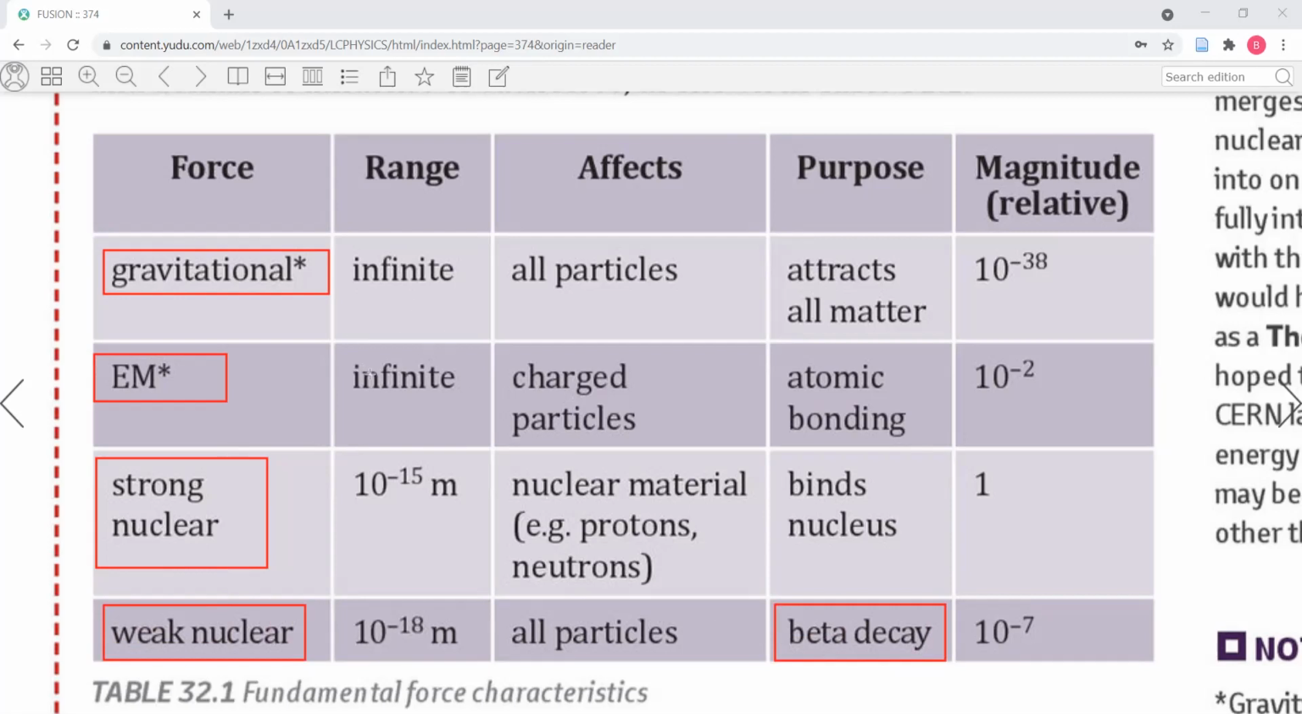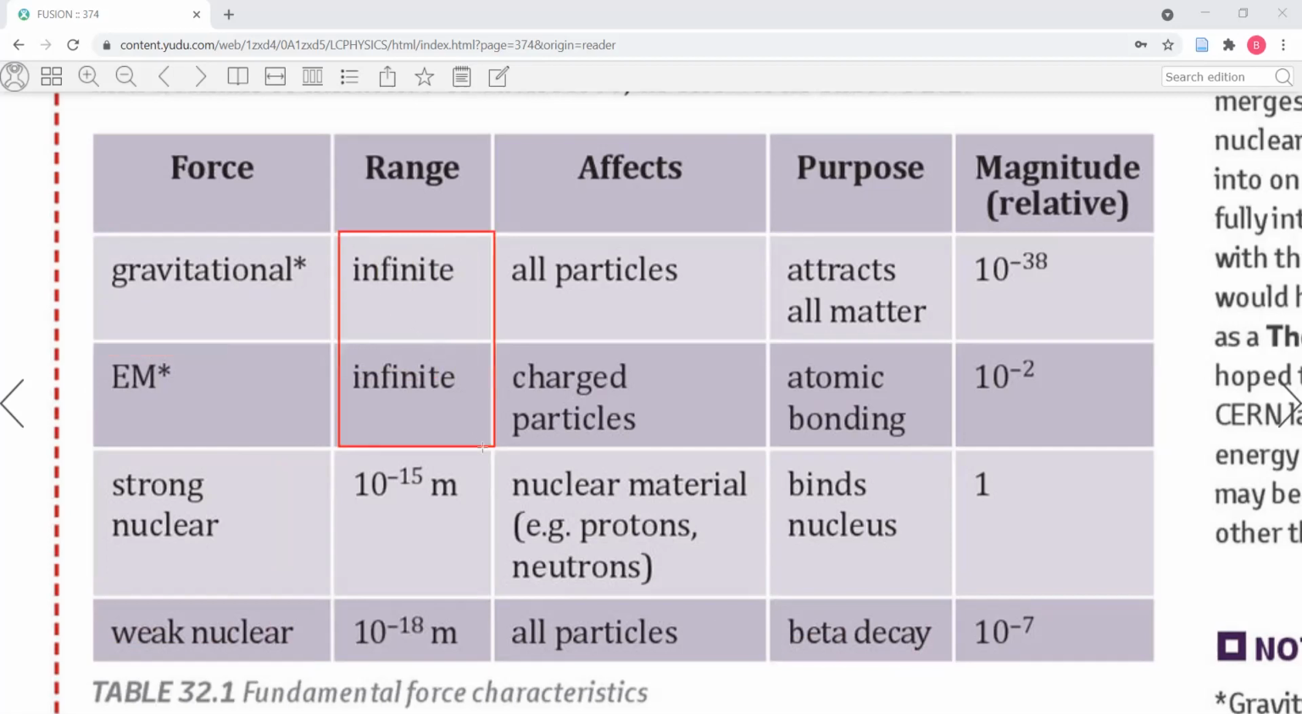Gravity and electromagnetic both have what's called an infinite range. They're 1 over d squared is how we describe them. They're inverse square laws. Even though as d in that formula gets bigger and bigger, the size of the force gets smaller and smaller, it never actually reaches zero. Gravity affects all particles and attracts all matter.